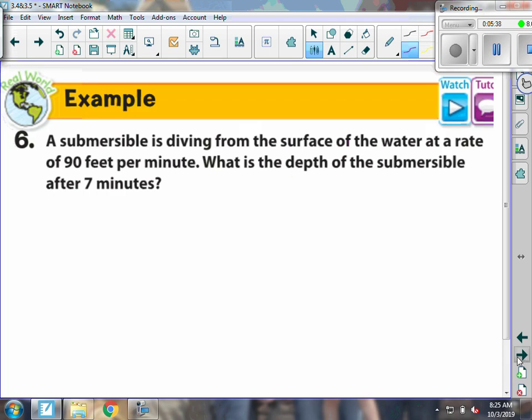Copy this down. A sub is diving from the surface of the water at a rate of 90 feet per minute. What is the depth of the sub after 7 minutes? Pause this if you need some time.